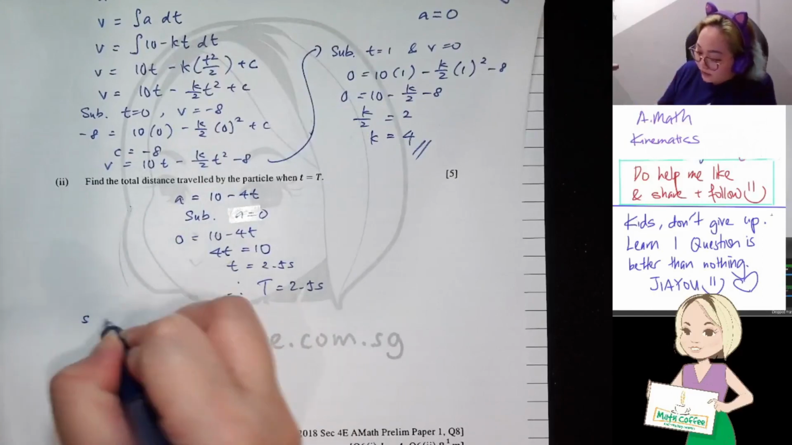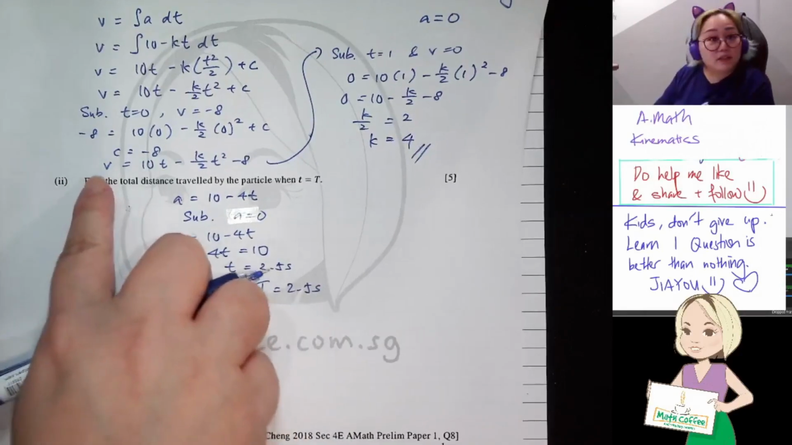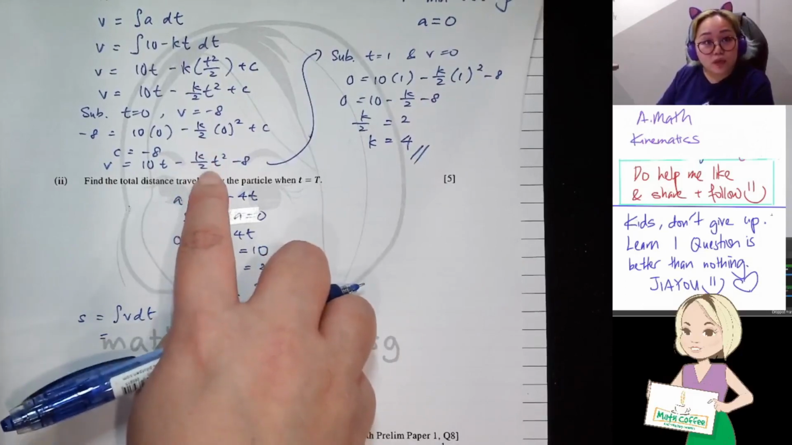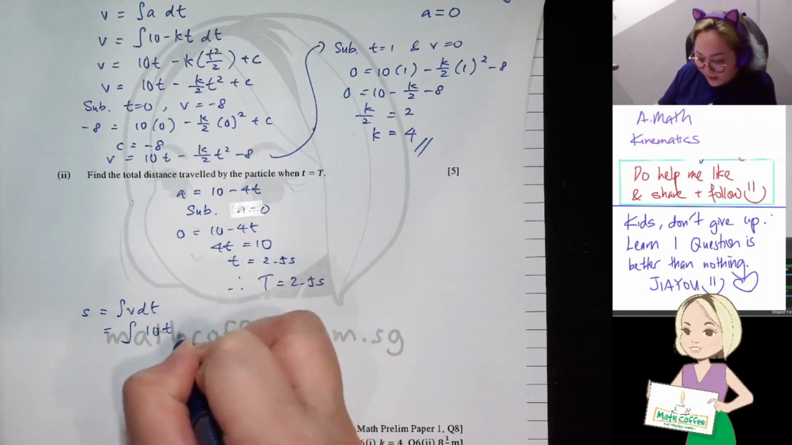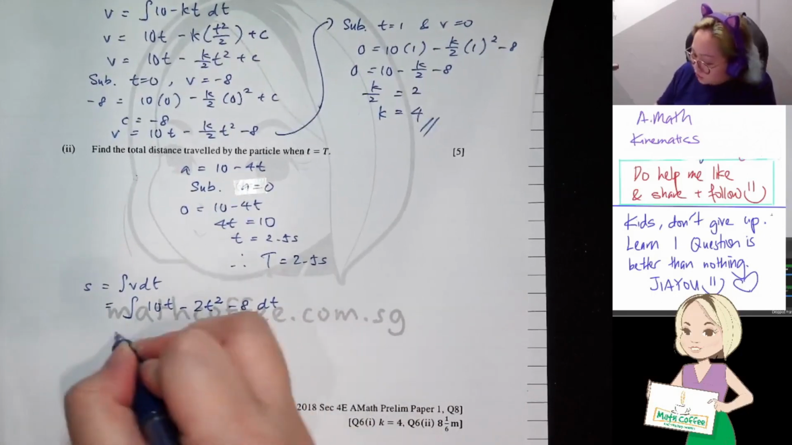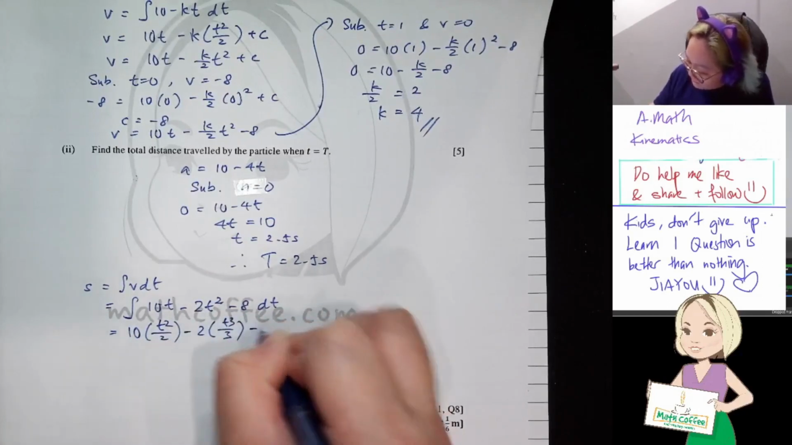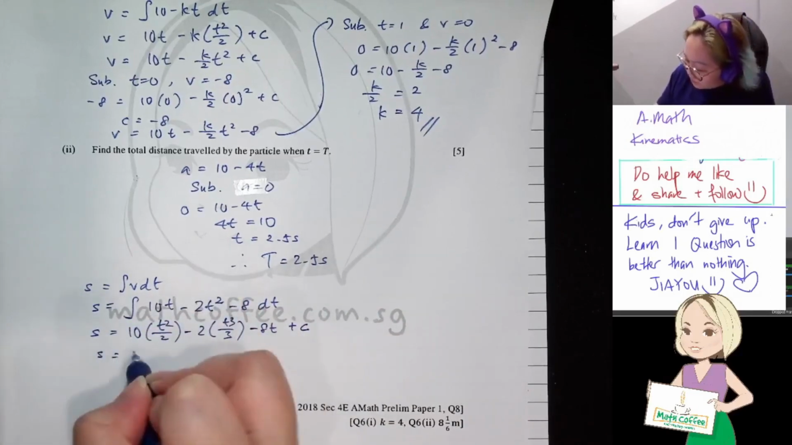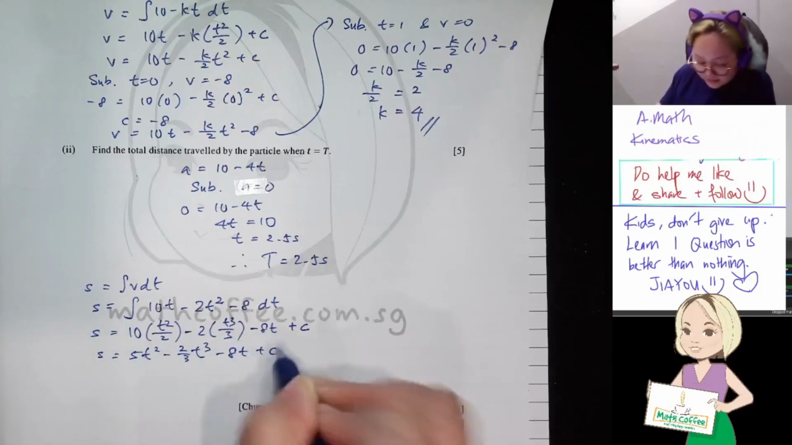Integrate. So I need to integrate my velocity. Where's my velocity? My velocity is here. Don't forget to sub in your k. So 4 divided by 2, it is 2. So I'm going to integrate 10t minus 2t squared minus 8 with respect to t. So it will be 10 t squared over 2, 2 t cubed over 3, minus 8t plus c. So my s will be 5t squared minus 2/3 t cubed minus 8t plus c.